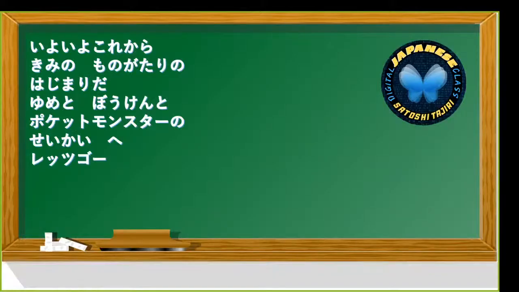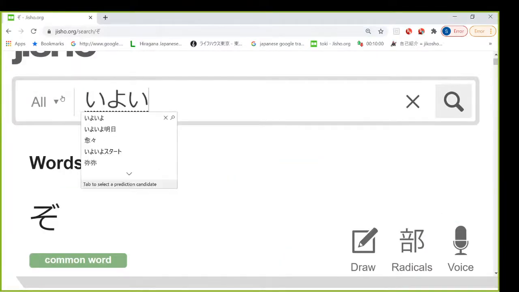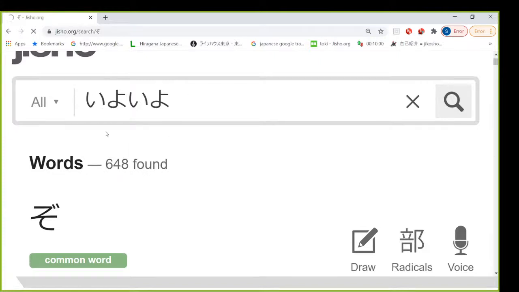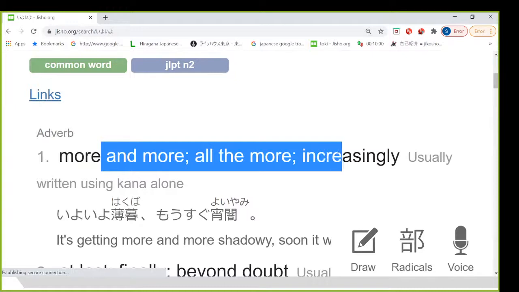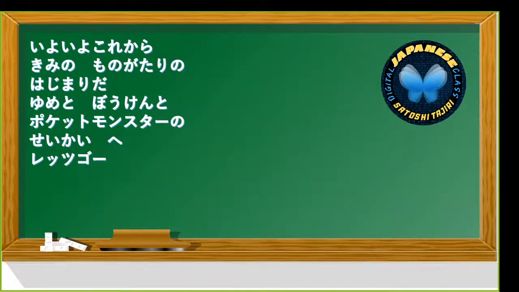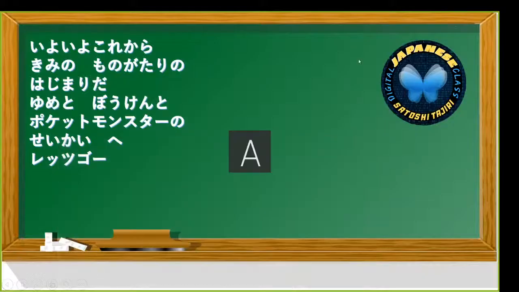So let's go back. Okay, this is the whole sentence that we said here. We have our word iyo iyo kore kara. Okay, let's go first with our word iyo iyo. Okay, iyo iyo, it means more and more, or all the more. Okay, so if we will check, it's an adverb. So like more and more moving forward, kore kara, kimi no your.